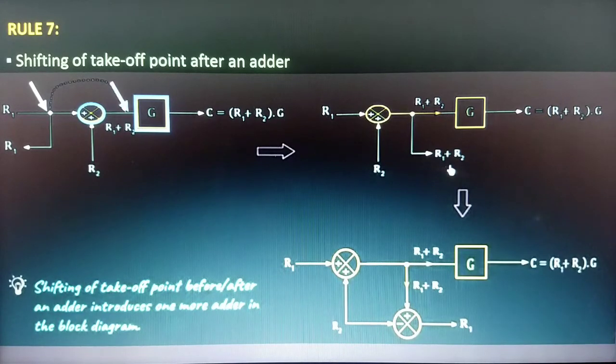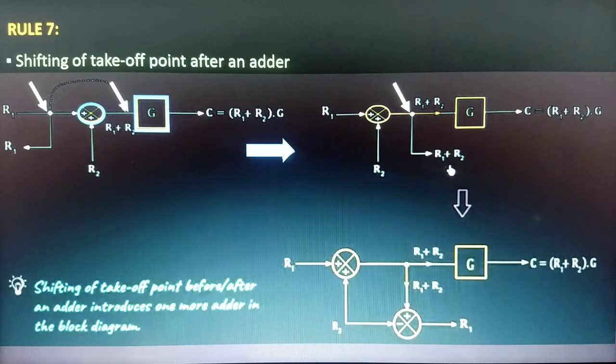Now, if you want to shift this takeoff point after this adder, then how can we do this? Let's try to shift this takeoff point without any change. Let's discuss the block diagram one more time, in which the rest of the things are the same, but we are now shifting this takeoff point after the adder. Now, what is the output of this adder? Yes, it is now R1 plus R2. We can see that the output of this takeoff point before the shifting was R1, but now when we have shifted this takeoff point after this adder, the output is equal to R1 plus R2.